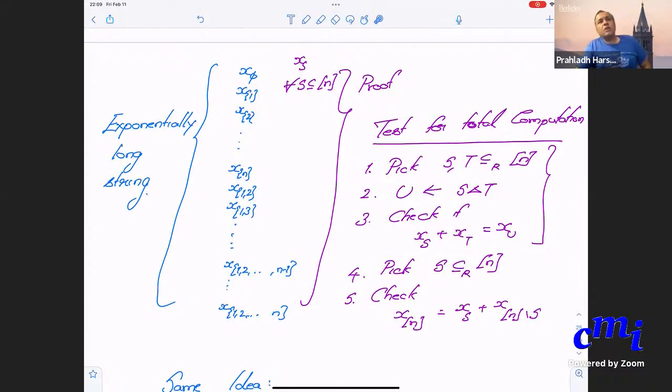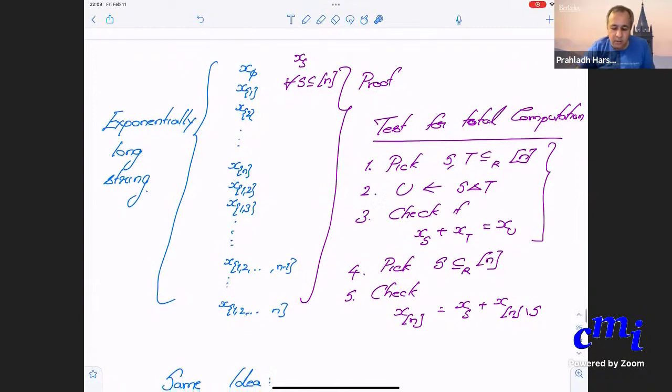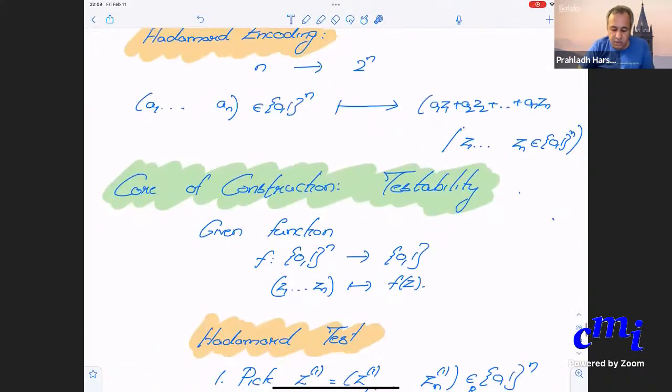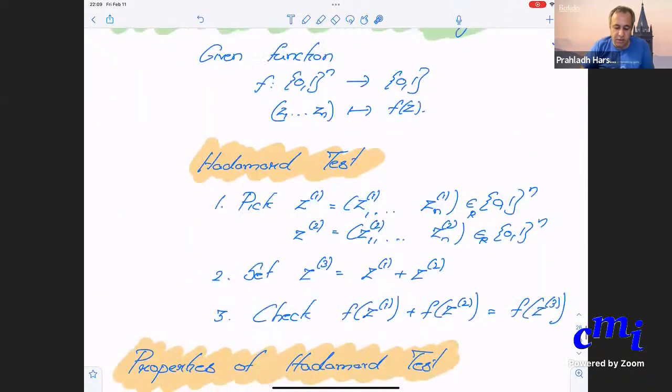So what you want is for this encoding to be locally testable. The Hadamard encoding has the property that it can be tested with just 3 queries. That's the key feature of Hadamard. It can be tested with just 3 queries. You just look at 3 locations.